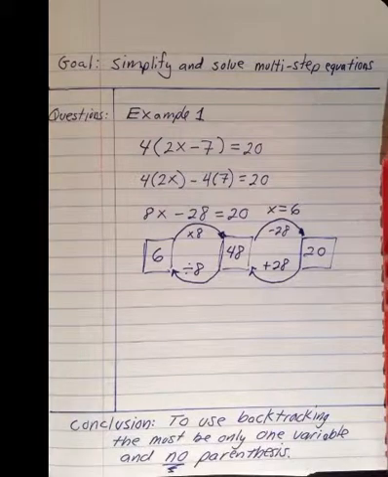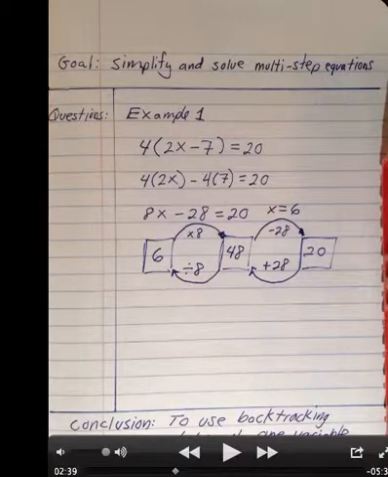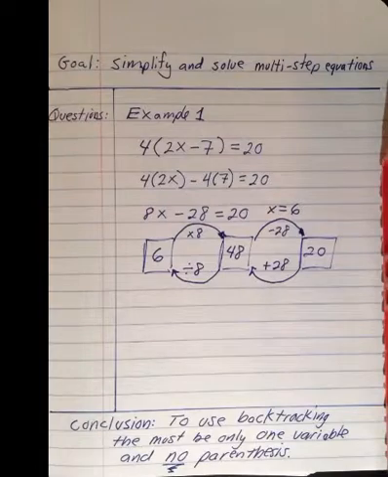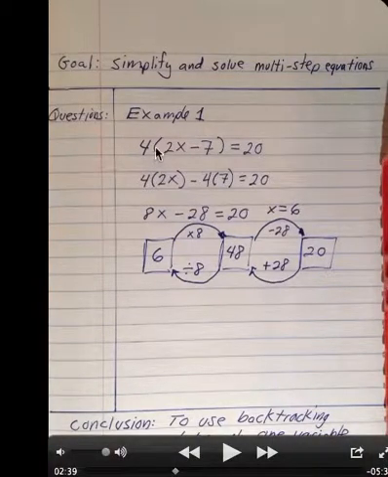Conclusion, to use backtracking, that should be a there instead of a the. There must be only one variable and no parentheses. So up here, we can't backtrack with these parentheses. We have to multiply out so that it's just a two-step equation.